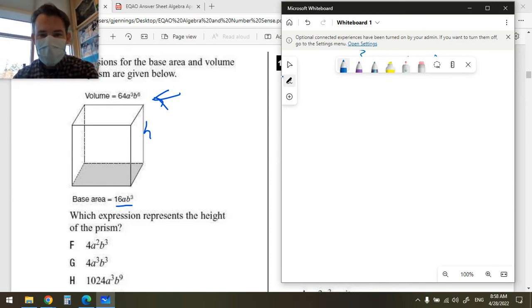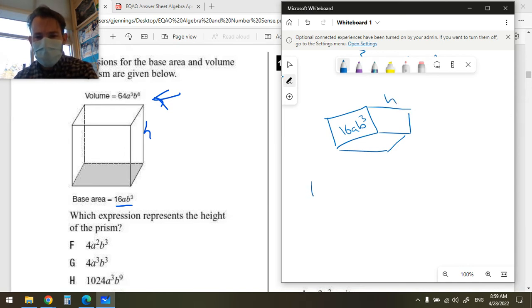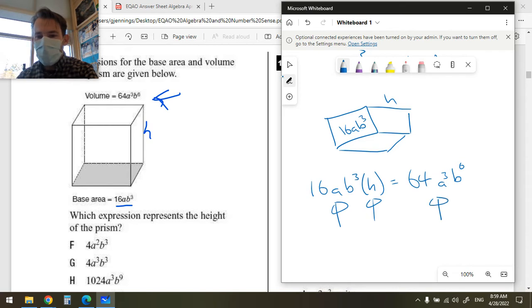And I extend that base area, which is, here is the shape, 16ab cubed, and I extend that along the height, then I will get the volume. By extending along that height, that means 16ab cubed multiplied by h is equal to the volume, 64a cubed b to the 6. So h must be introducing factors here that when multiplied with 16ab cubed give me the volume here.